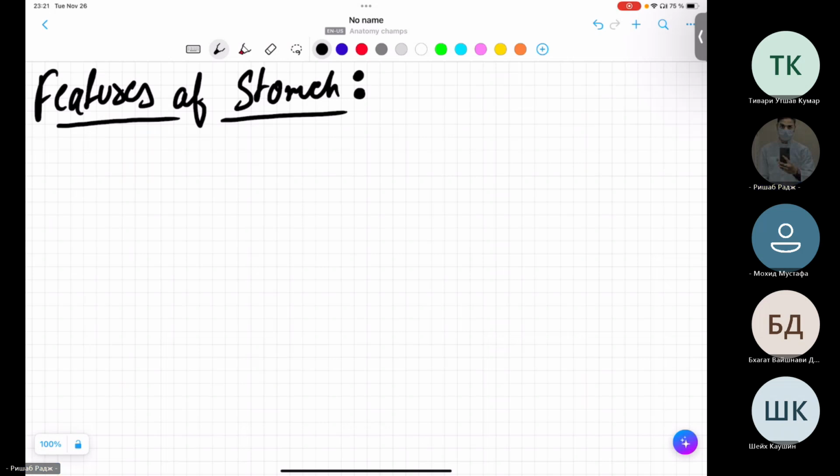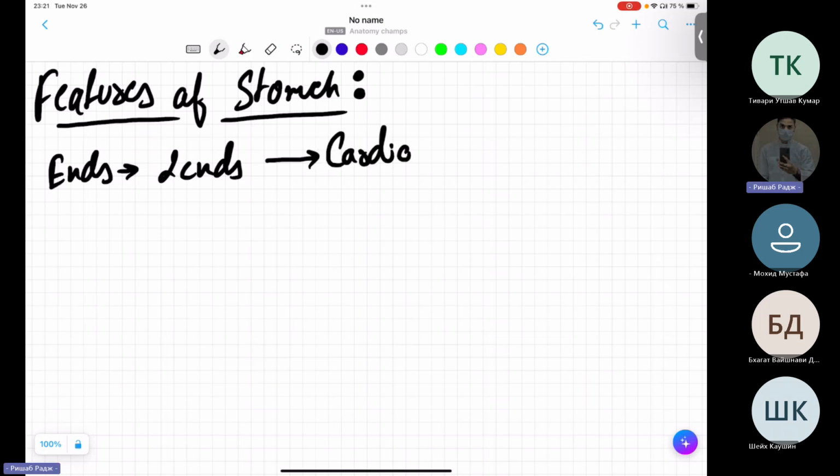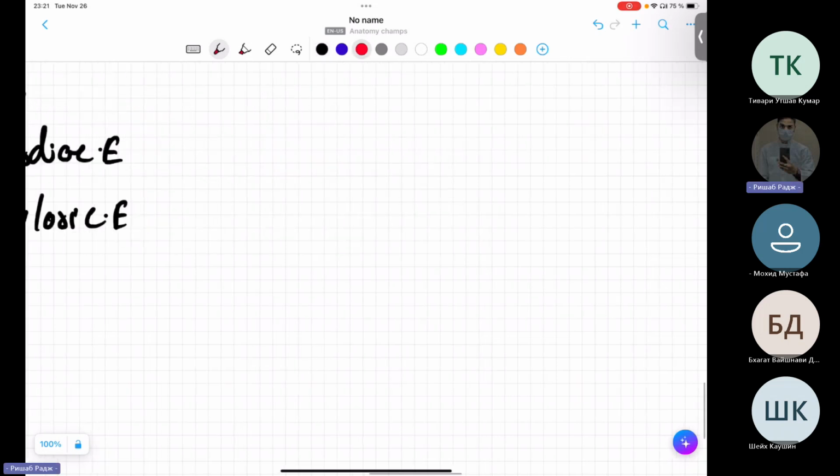You have ends. How many ends? You have two ends. What are the two ends of the stomach? Cardiac end and pyloric end. Suppose I am making a stomach.